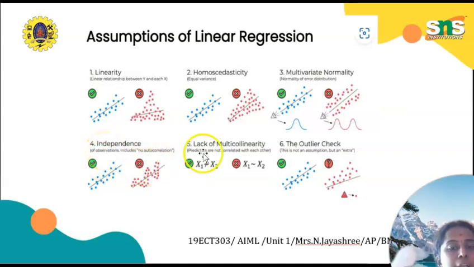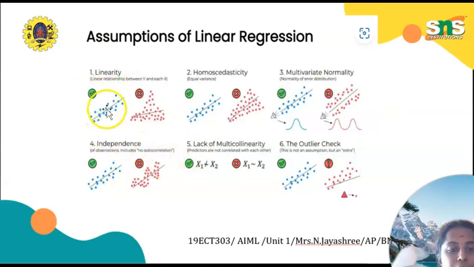Next one, lack of multicollinearity. x1 plus x2 is the correct representation, whereas x1 approximately equal to x2 is an incorrect representation. Next, the outlier check. This is not an assumption but an extra. This tick indicates a good linear model, whereas this red color shows that if it looks like this, it means danger. These are the assumptions of linear regression.